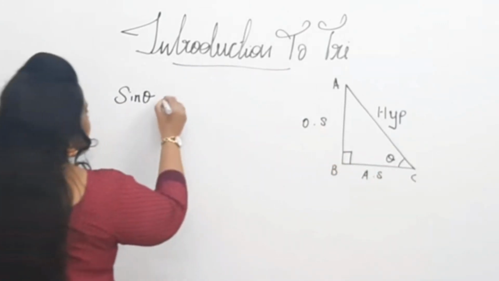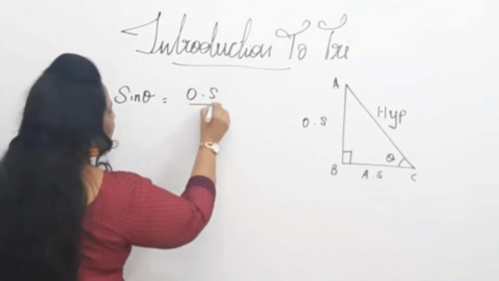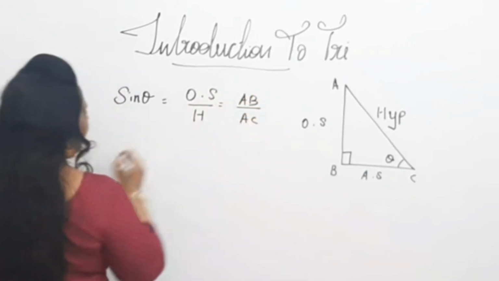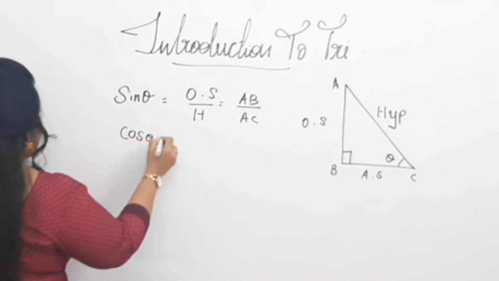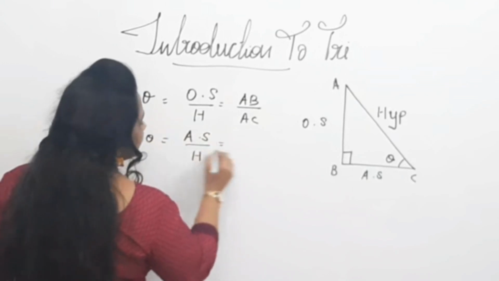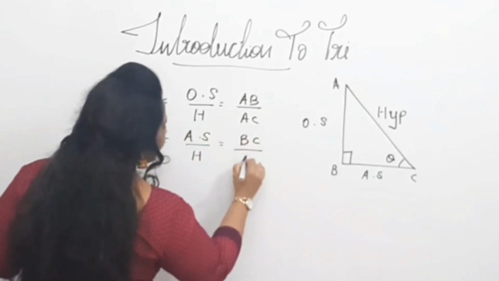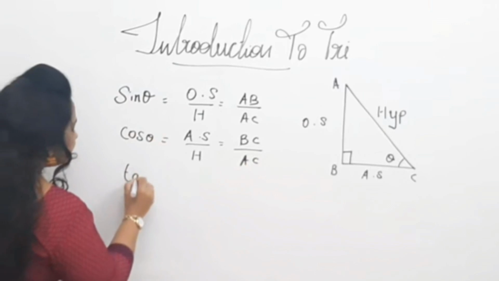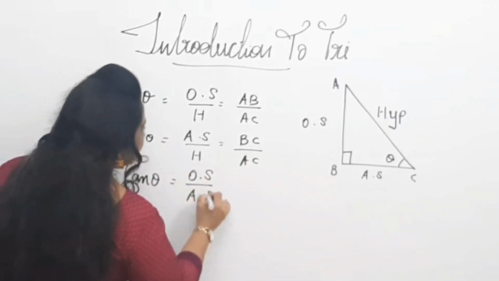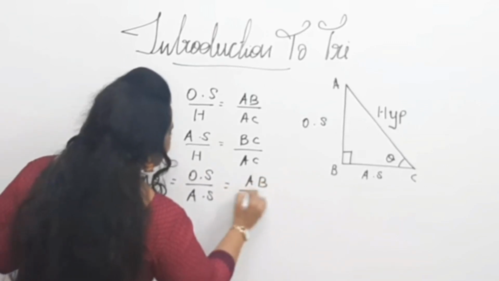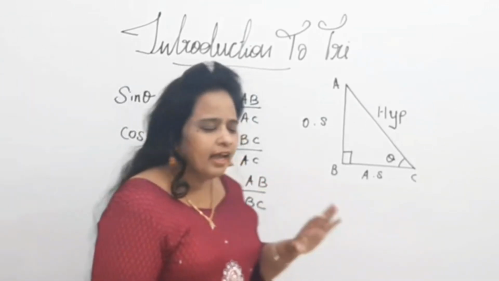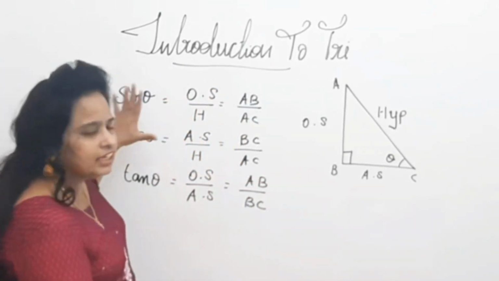Now my sine theta says the ratio opposite side by the hypotenuse, which is equal to AB by AC. And the second ratio is cos theta, which is equal to adjacent side by the hypotenuse, which is equal to BC divided by AC. And tan theta is equal to opposite side divided by adjacent side, which is equal to AB divided by BC.